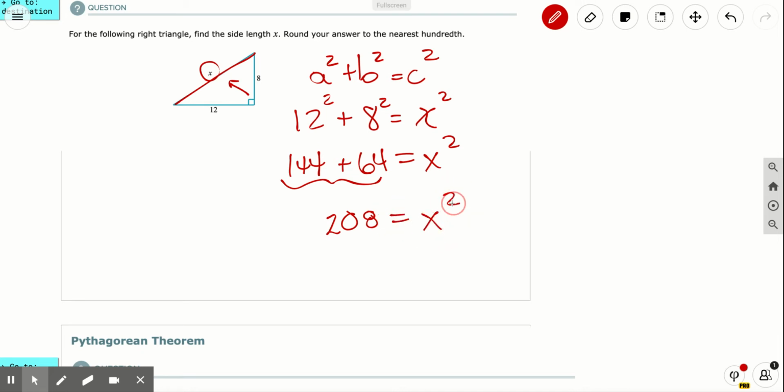Equals x squared. Now you're going to take the square root of this side, take the square root of that side. So you go get your calculator. Pretty sure it is recording. If it isn't, I'm on a calculator. Did you guys know you could do this?